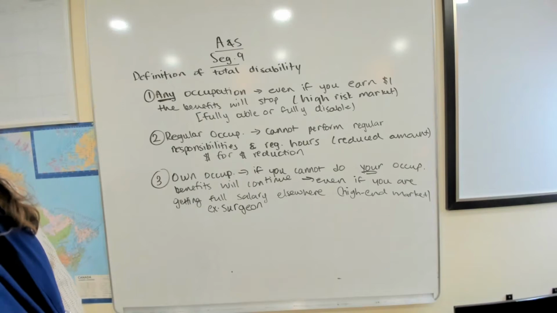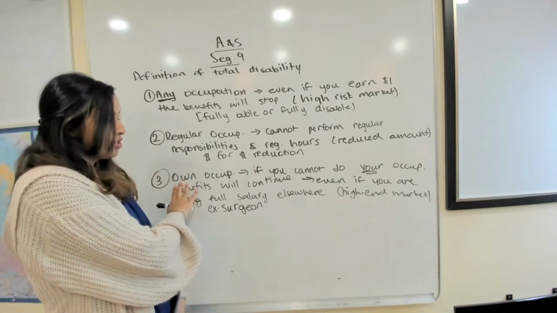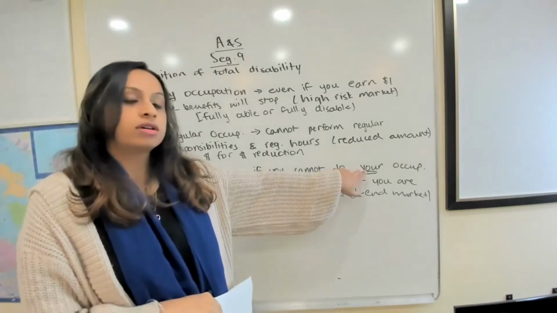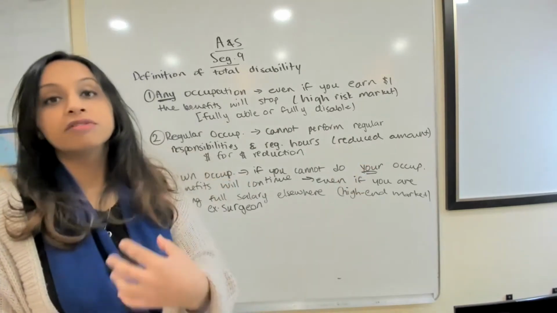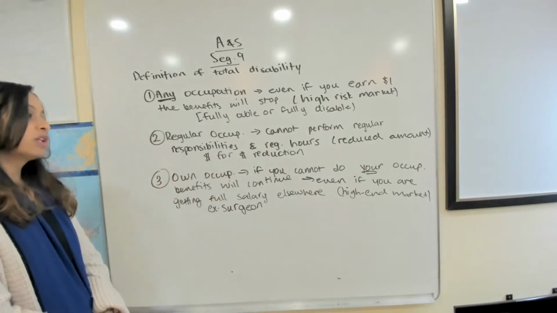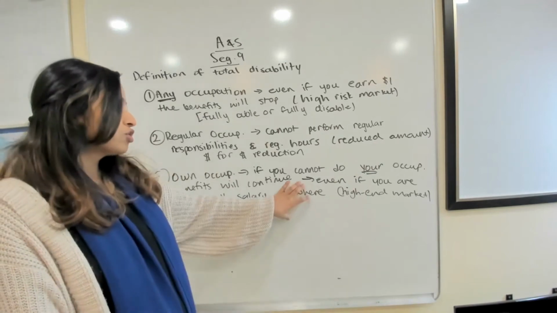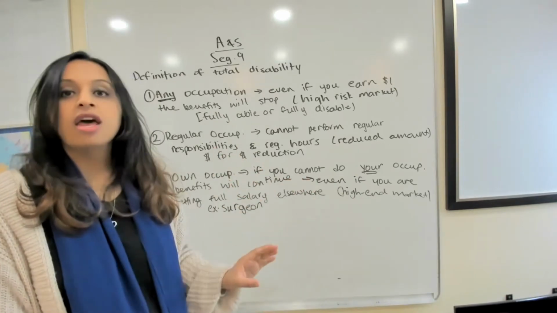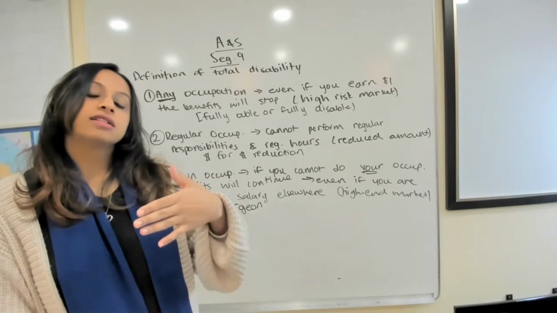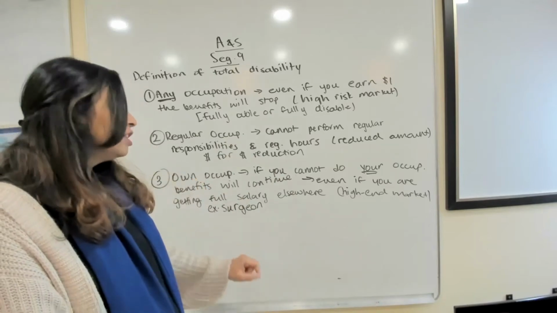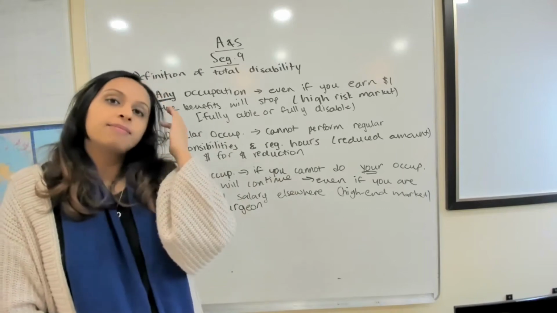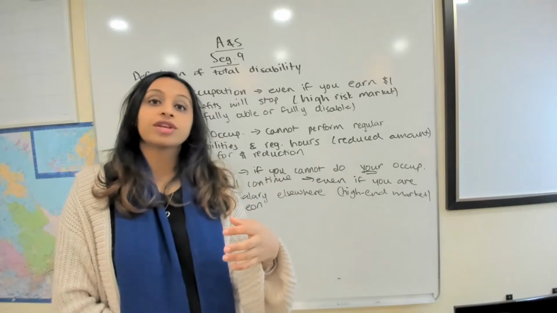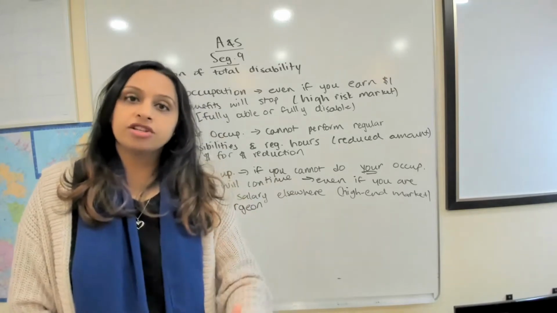And then the last one that we have here is called own occupation. And just as the name suggests, this is if you cannot do your specific job, your specific occupation, right? So the benefits will continue. This is the hardest one to get, and this is restricted for high-end professionals. One of the examples they always love to use on the exam is a surgeon. For example, if a surgeon got in an accident and now their hand is not working the way that it used to, so they can't perform surgeries. Their occupation is a surgeon.